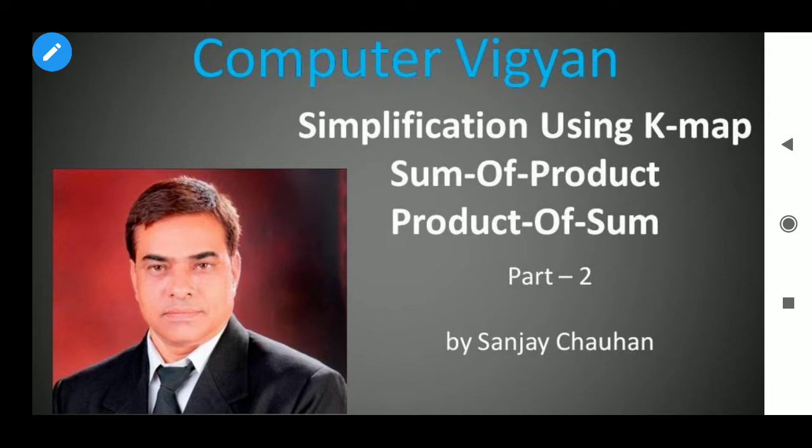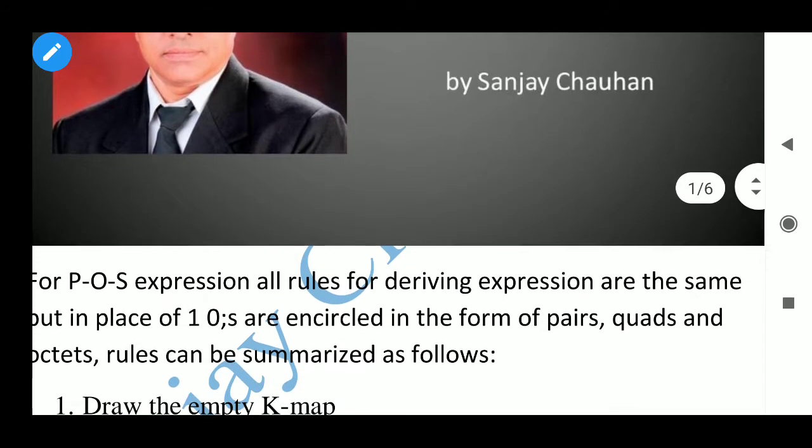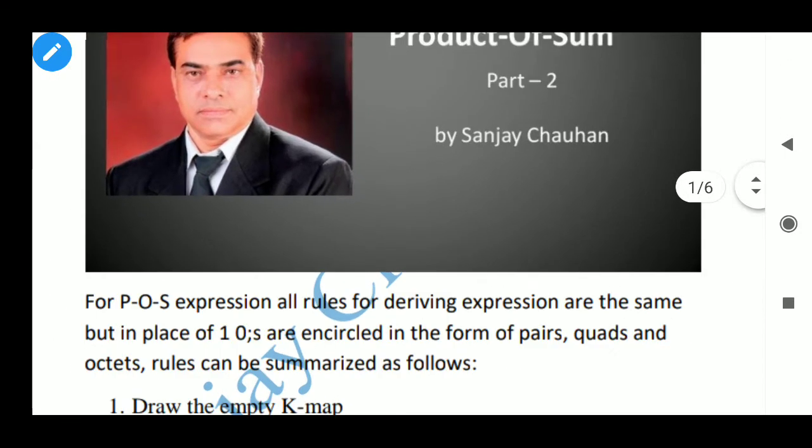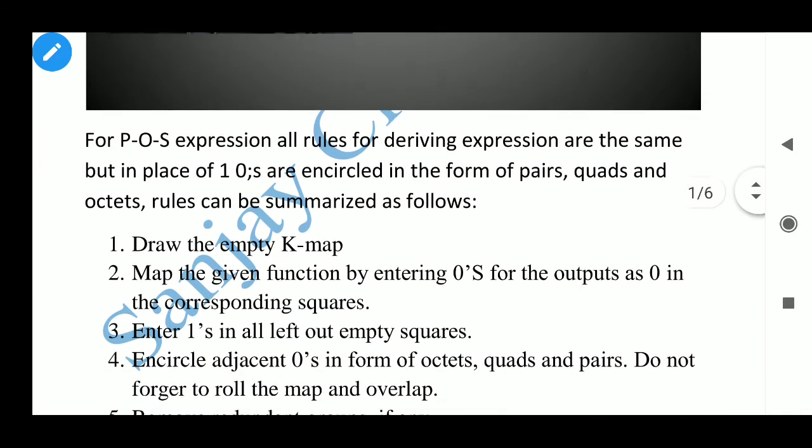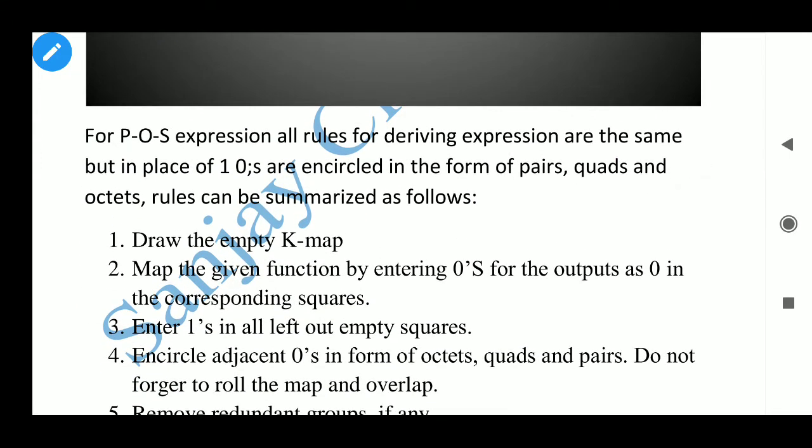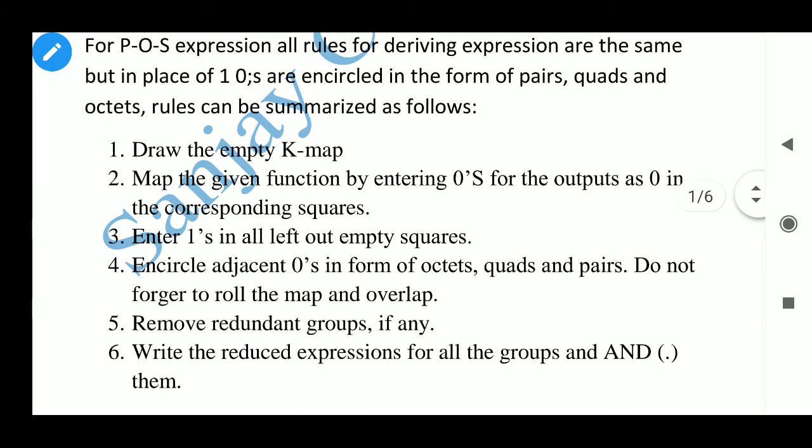and follow them. So today we will start simplification using K-map, sum of product and product of sum, part 2. So here some rules are given. In place of 1 we will use 0 in POS. POS means product of sum. Some instructions are given and these are given in your book also.